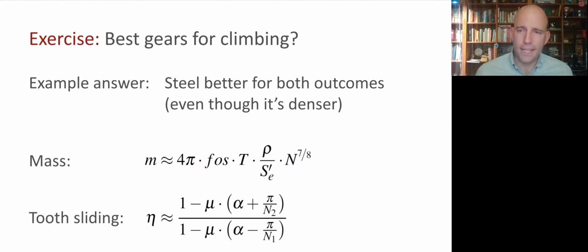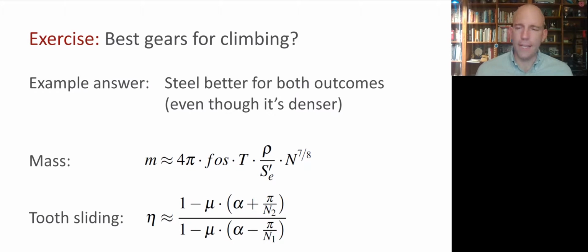All right, well, what we can see is that steel turns out to be a better material for both outcomes, because even though it's denser, it's so much stronger that the ratio of density to endurance strength is smaller for hardened steel than for nylon. And similarly, the coefficient of friction for hardened, polished, lubricated steel is very, very low compared to that of, say, dry nylon.